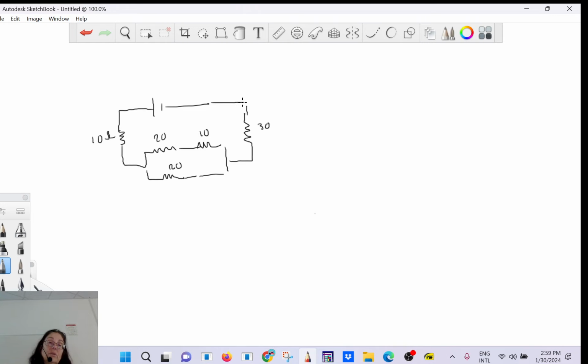Okay. So first of all, you can already find the equivalent resistance. I'm going to make 30 here, okay? So it's easier. So 20, 10, 30.